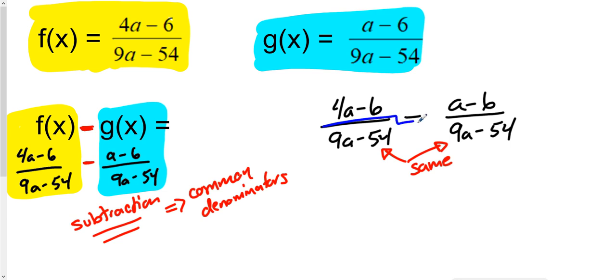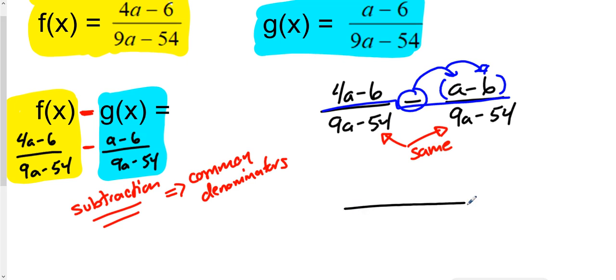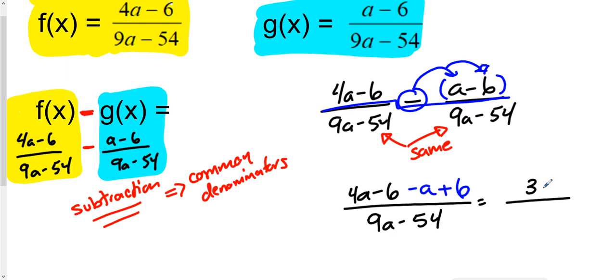I can go ahead and take my numerators with the sign. Now remember, it's a minus sign, so I must distribute that minus sign to each term to its right. There's nothing to distribute to the 4a minus 6, so it just stays 4a minus 6. When I distribute a negative times a positive is a negative, so I'll have a negative a. And negative times a negative makes a positive, so I'll have plus 6. My denominators are the same, so I write it down one time. 4a minus a is 3a, and negative 6 plus 6 is 0 over 9a minus 54.